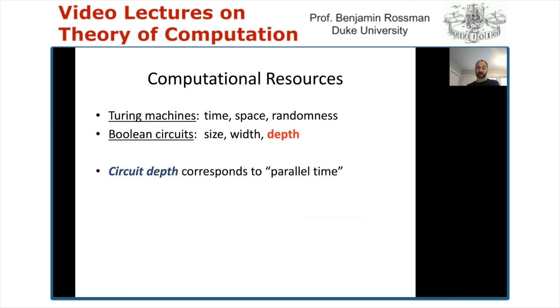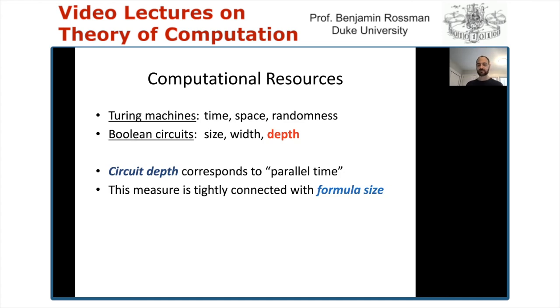So finally, we come to the very interesting resource of Boolean circuits, which is the depth. Recall that the depth of the circuit is the length of the longest path from an input to the output gate. And this measure corresponds to parallel time, time for parallel algorithms with multiple processors. But it's also tightly connected to another complexity measure called formula size.